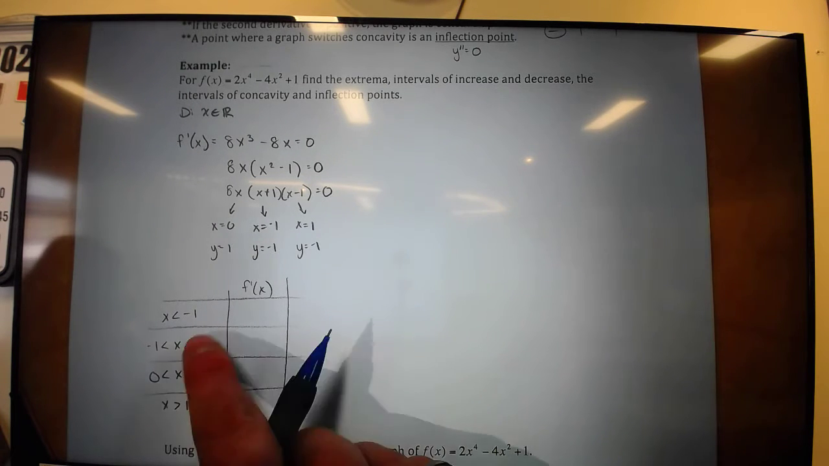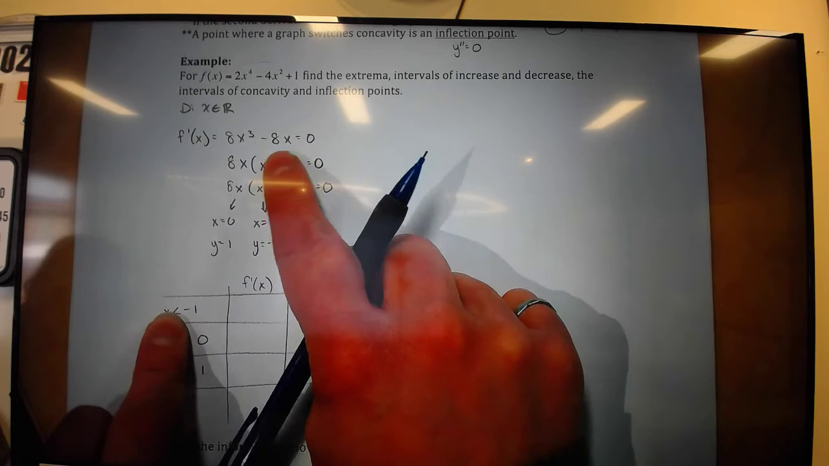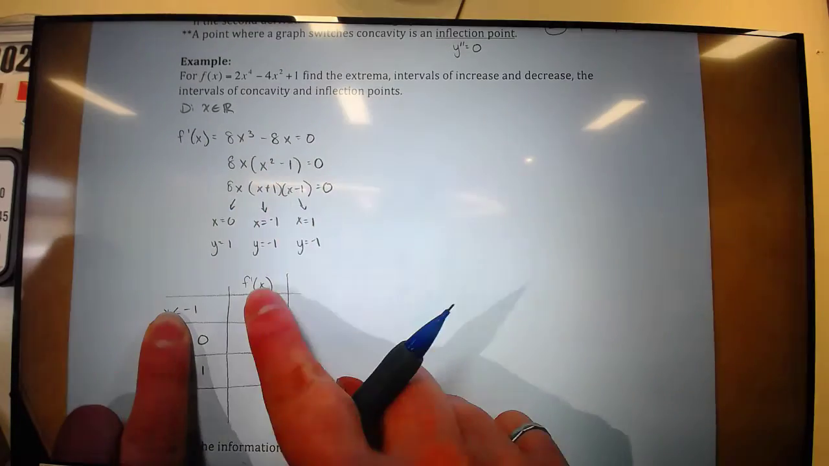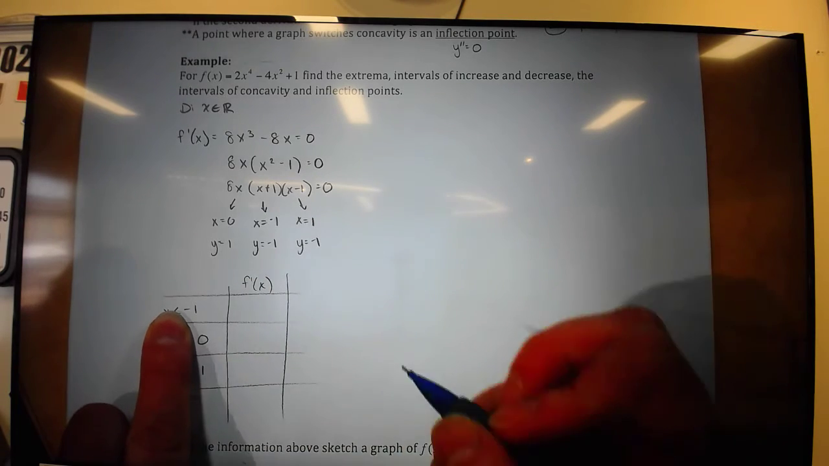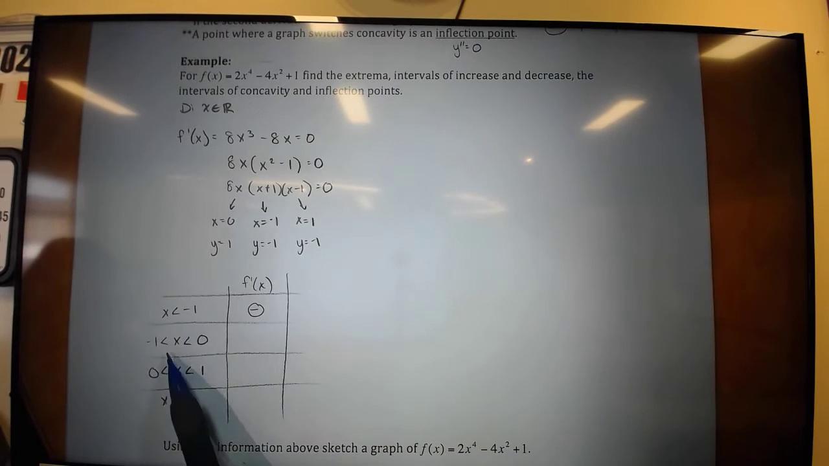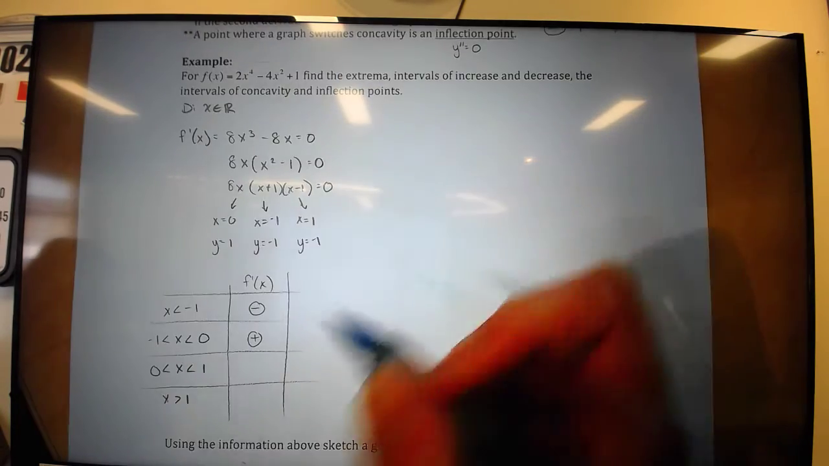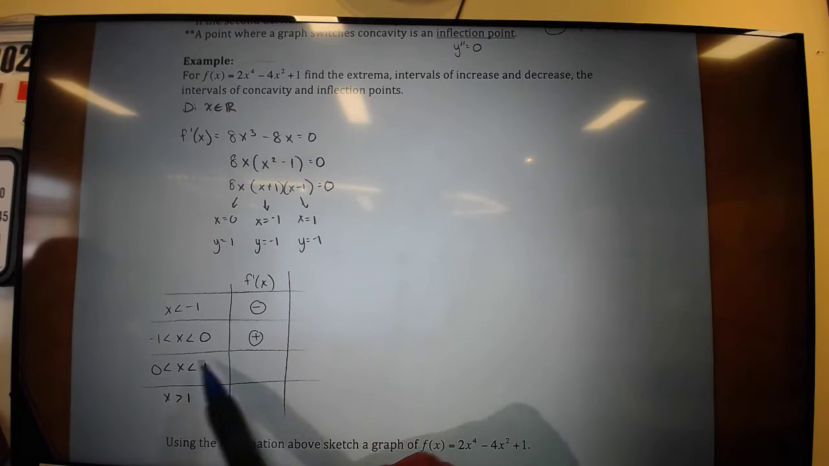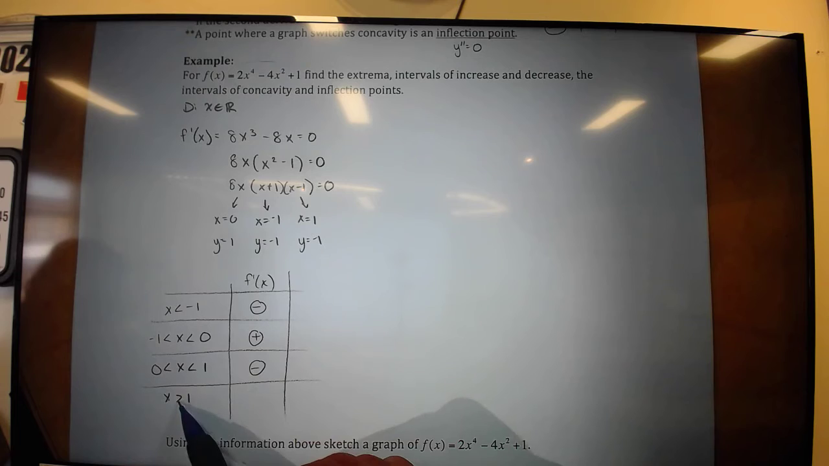So we're picking any value that is less than negative 1. So we could put a negative 2 in, and this time we are just going into f prime, right? We want to know what this f prime function is doing. So if we plug in a negative 2, we end up with a negative. If we plug in something between negative 1 and 0, let's say negative 0.5 is probably the easiest, we end up with a positive. If we go between 0 and 1, again, probably 0.5 is the easiest, then we end up with a negative. And then if we go greater than 1, we'll actually plug this one in.